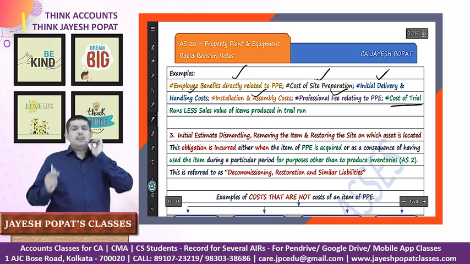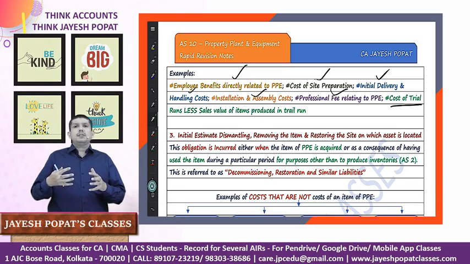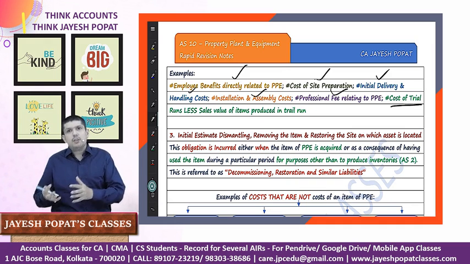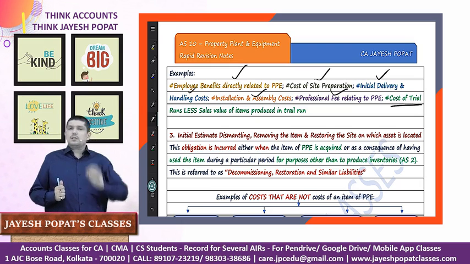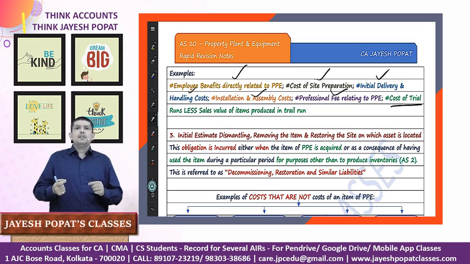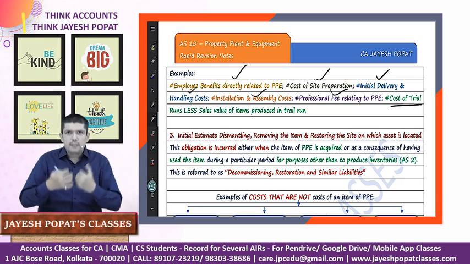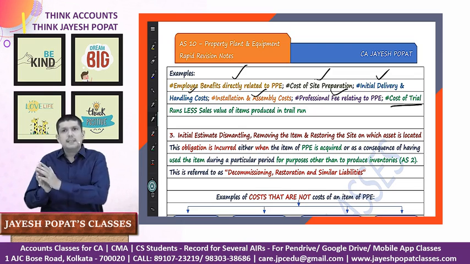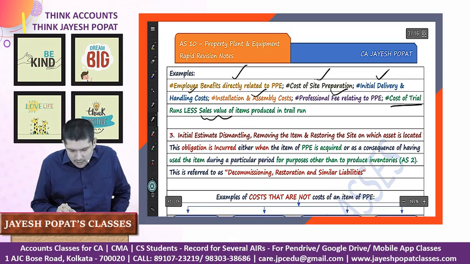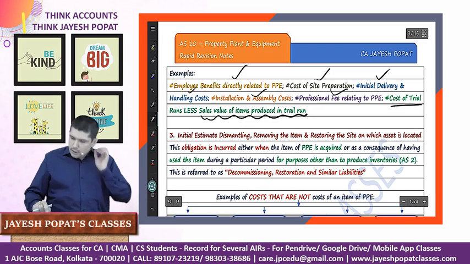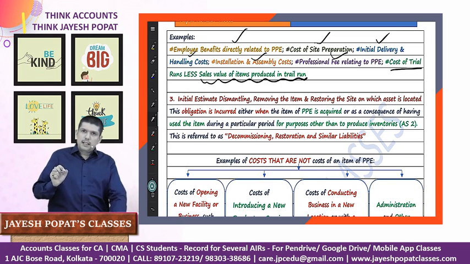See, what is trial run? Once you, let's say, install a plant and machinery, just to check whether that plant and machinery is operating in the manner intended or not, you do a trial run, right? So the cost of trial run has to be capitalized to the cost of the asset, but there will be some production which will be generated out of this trial run. Once that production is sold off, whatever revenue you generate, that will not be treated as sales, but that will be deducted from the cost of your trial run. So that is less sales value of item produced in the trial run. So please remember, trial run cost is to be capitalized to the cost of the item of PP.